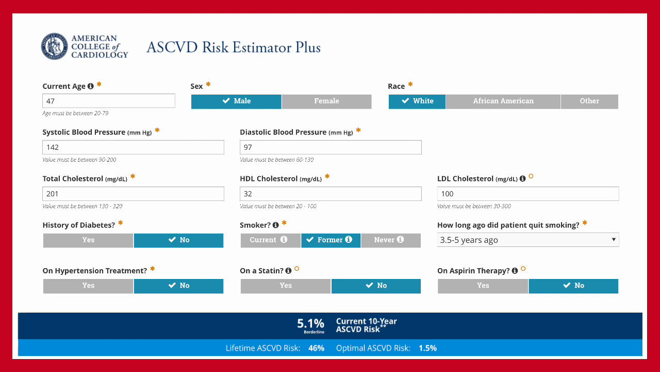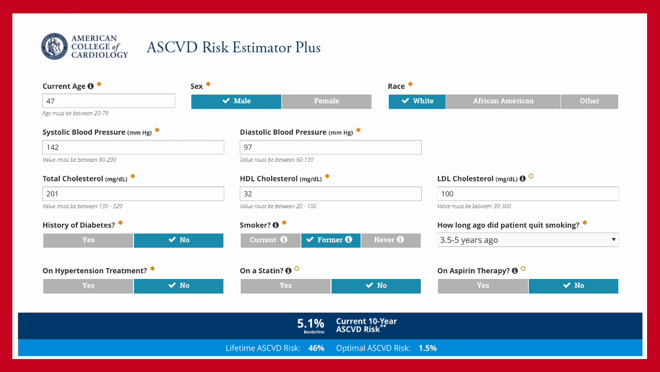So let's practice using the ASCVD risk estimator plus with a sample patient. Let's say we had a 47-year-old patient who was male, white. His blood pressure was 142/97, and his most recent lab values for his cholesterol are input there. He has no history of diabetes. He is a former smoker who quit sometime between 3.5 to 5 years ago. He's not on any hypertensive medications, he's not on a statin, and he's not on aspirin therapy.